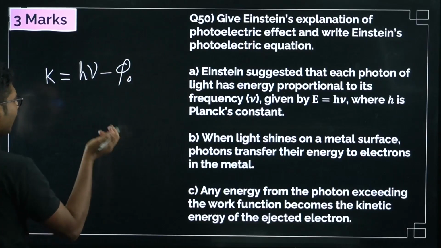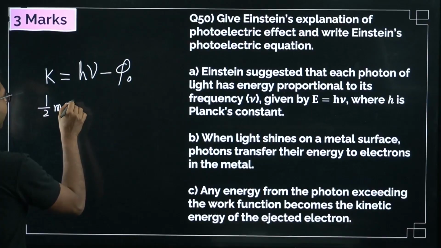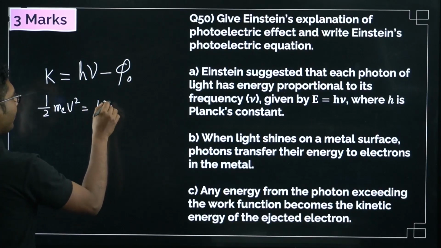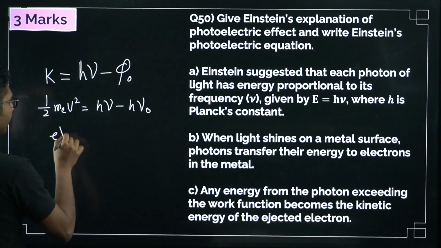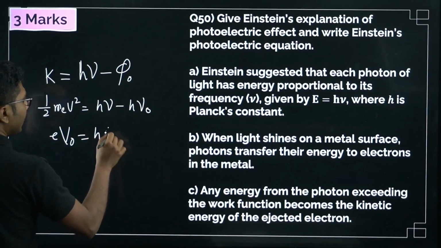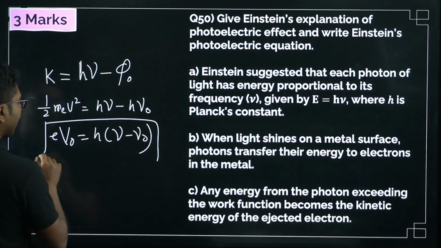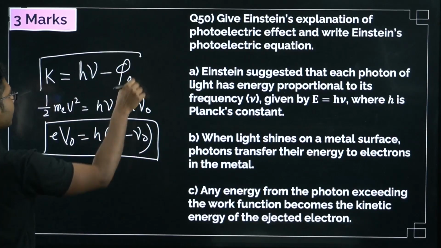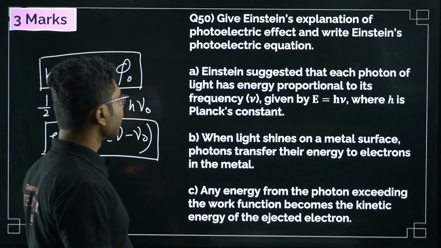Phi naught or phi is the work function. Sometimes people also write it as half m v square equals h nu minus h nu naught. Okay, these are all the work functions. Or e V naught equals h times nu minus nu naught. All of these are Einstein's equation. You can write any of them. I prefer this one, the most fundamental equation. Any one of the equations you can write.